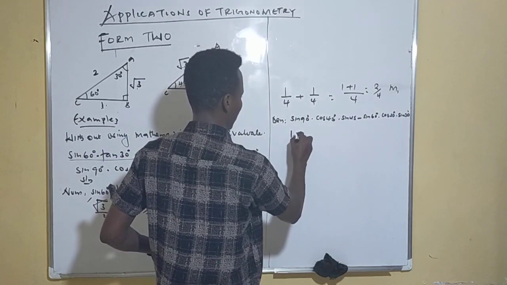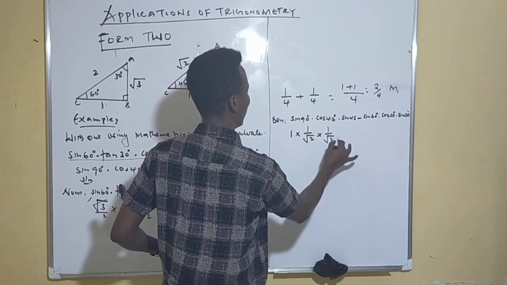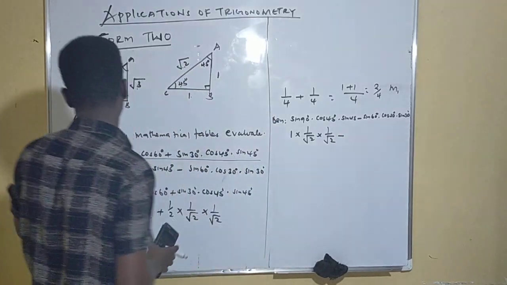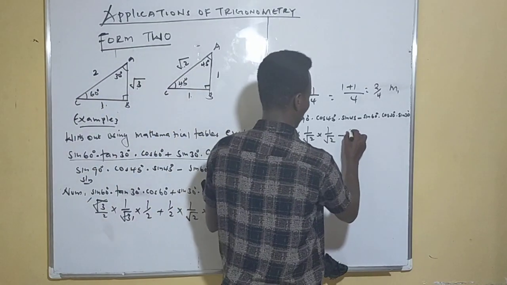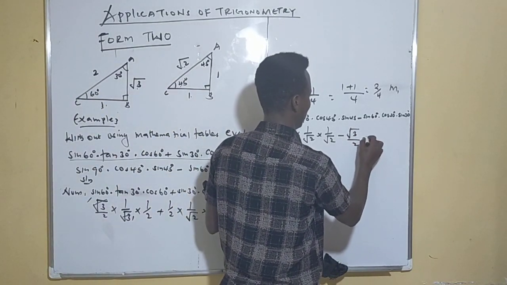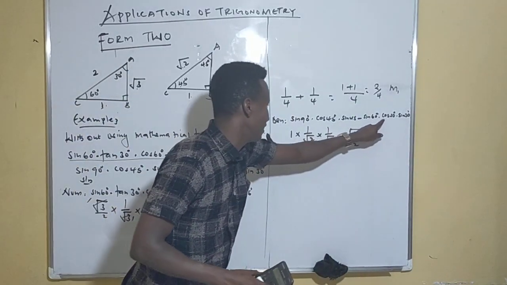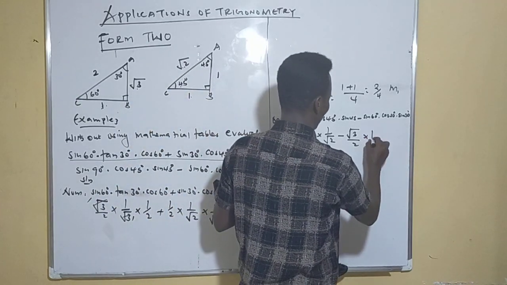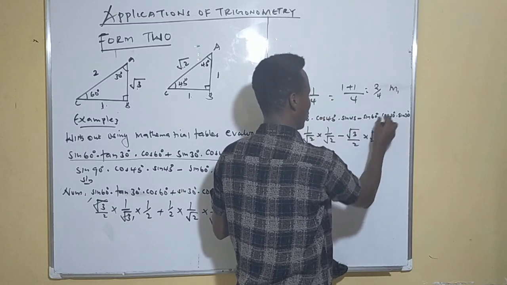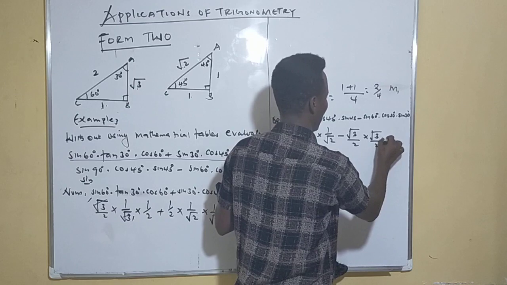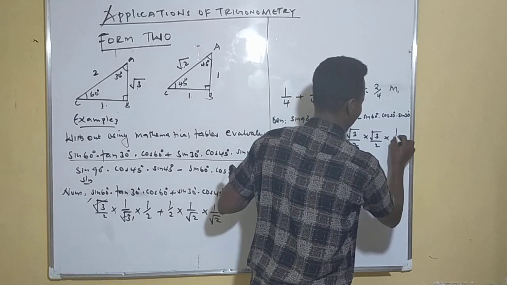So this is 1 times cos 45, which is 1 out of root 2, times sine 45, which is also 1 out of root 2, minus sine 60. Sine 60 is opposite over hypotenuse, that's root 3 out of 2, times cos 30. Cos 30 and sine 60 are the same, so this is also root 3 out of 2. Don't forget that. Times sine 30, opposite over hypotenuse, which is a half.